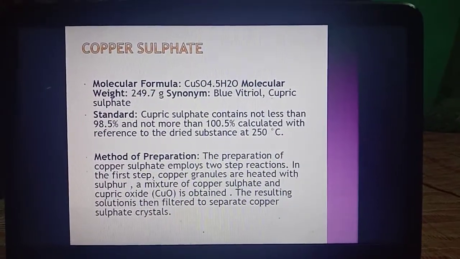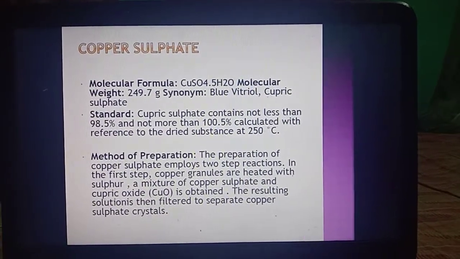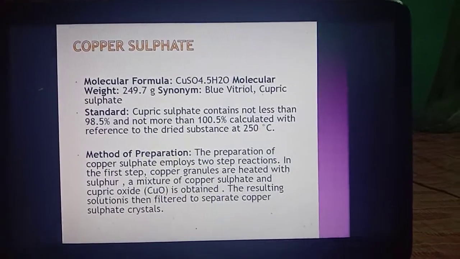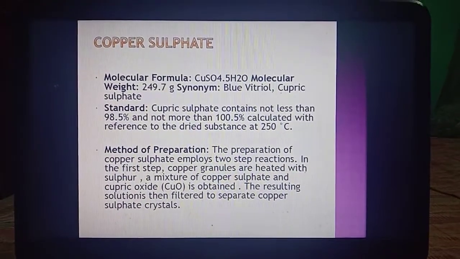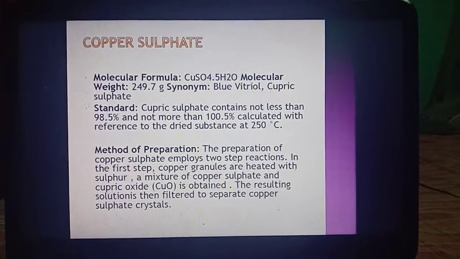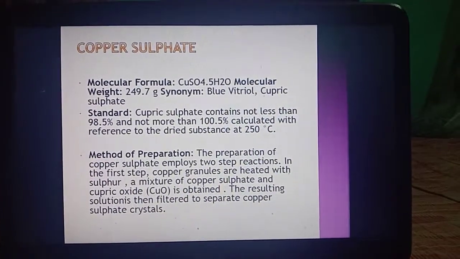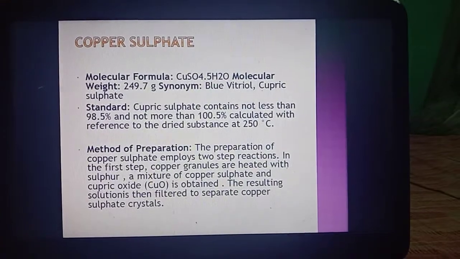Now coming to copper sulfate. The molecular formula we know very well: CuSO4·5H2O, generally known as blue vitriol. The molecular weight is 249.7 gram and it is known as cupric sulfate. As per the standard, cupric sulfate should contain not less than 98.5% and not more than 105%, calculated with reference to the dried substance at 250 degrees.